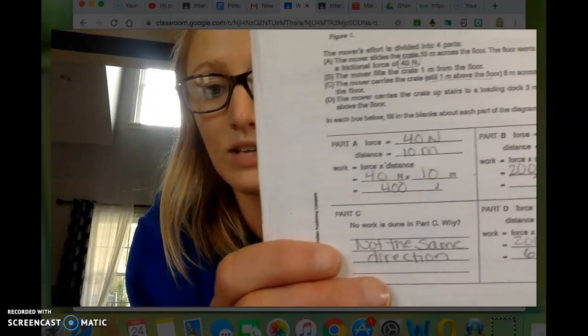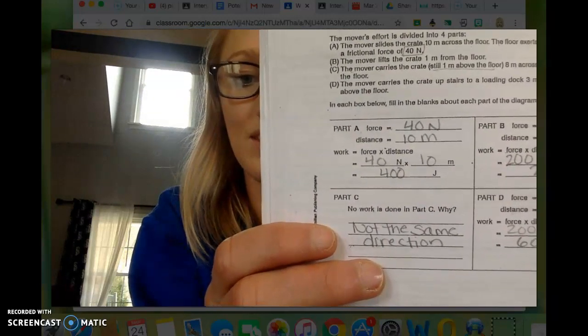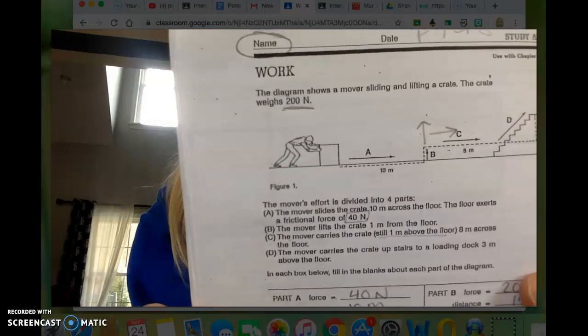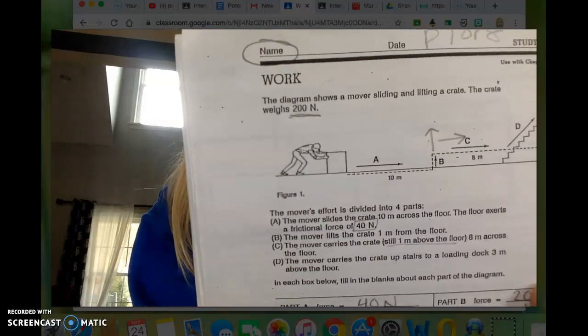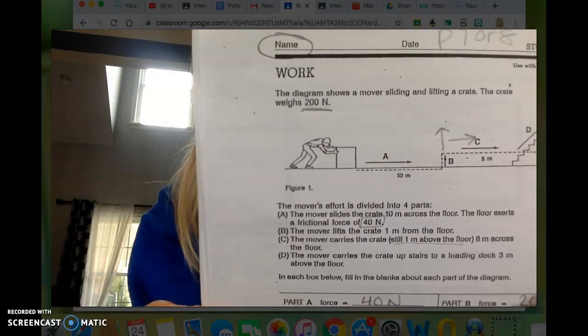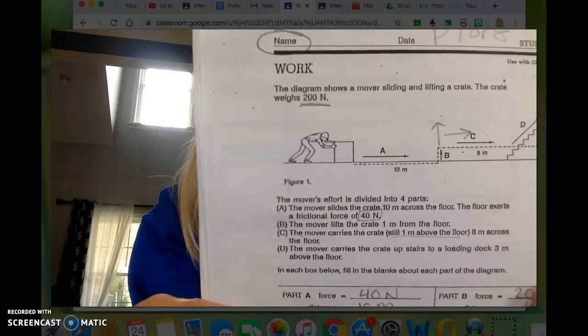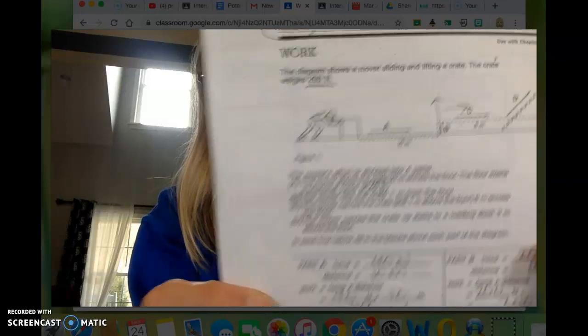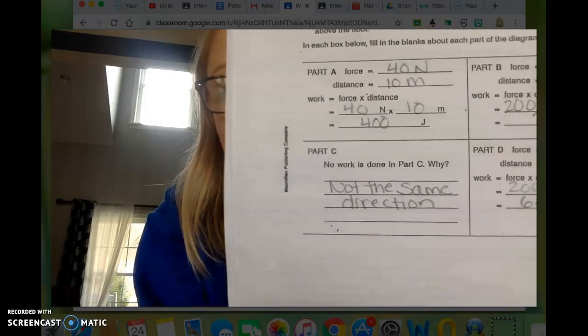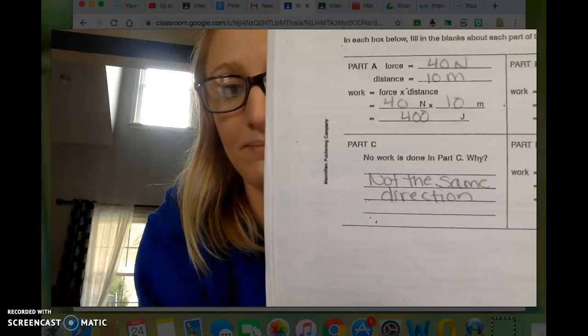Now, she also does part C with you. She explains, if you look up in this diagram, it says no work is done in part C. You can see that I drew 2 arrows in. It's because they're not moving in the same direction, so no work could be done. So all you have to write is not in the same direction.